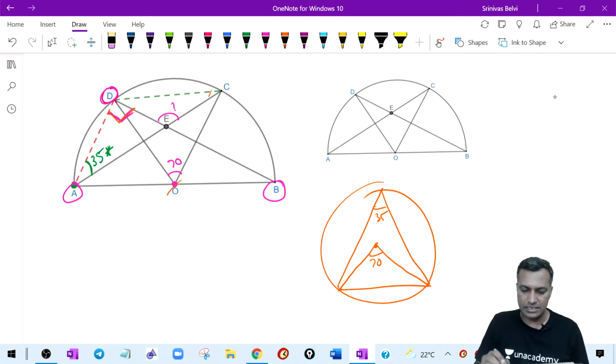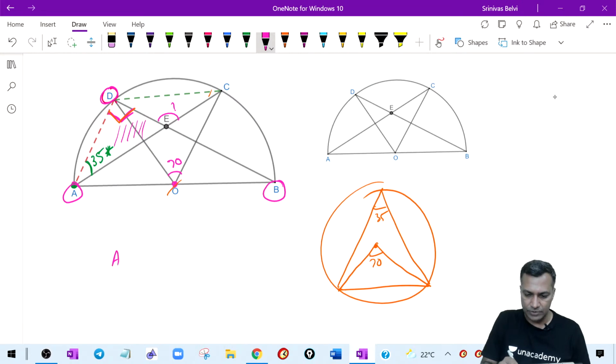Okay, so that part is done. Once that part is done, focus on this particular triangle. Which triangle? Focus on the triangle ADE, where by now you know that E is an exterior angle for this triangle ADE. It looks like this, my friends.